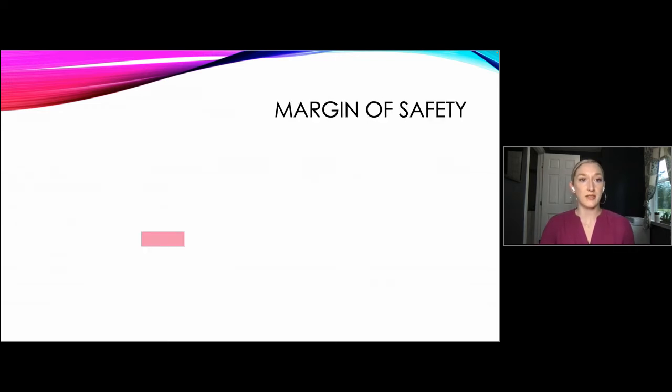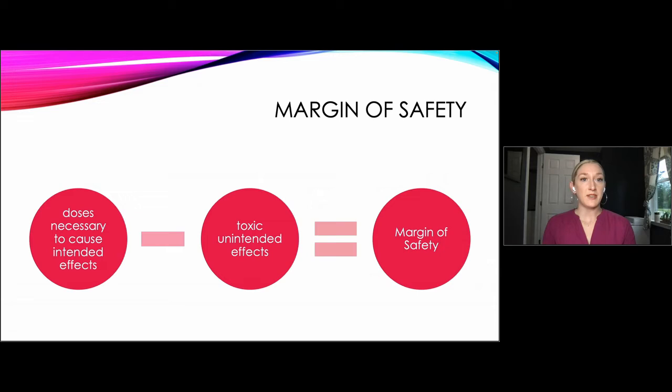So margin of safety. Margin of safety is the doses necessary to cause an intended effect minus the toxic unintended effects. So it's the difference between these two. The larger the margin, the less likely that serious side effects are going to occur from that drug. Most effective drugs will have the potential to be dangerous with a high enough dose. So it's important to understand the margin of safety that we have with certain drugs.